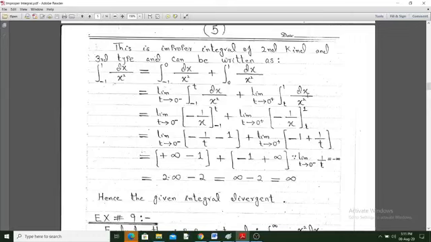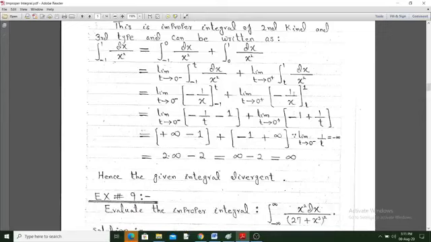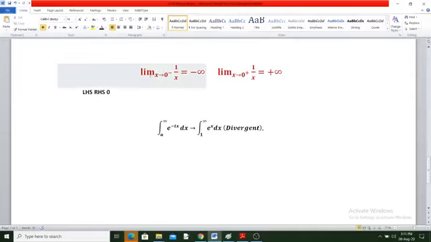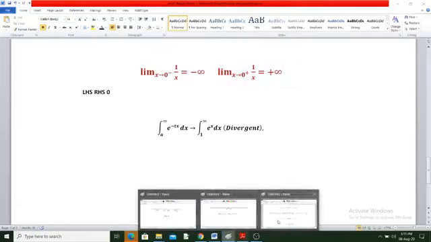And then I integrate these two integrals. These are very easy, we get this for the first integral, and this again for the second integral, and then I put the limits, we get these two expressions. Before putting the limits, remember these limits: limit x tends to 0 negative of 1 over x is minus infinity, and limit x tends to 0 positive of 1 over x is positive infinity.